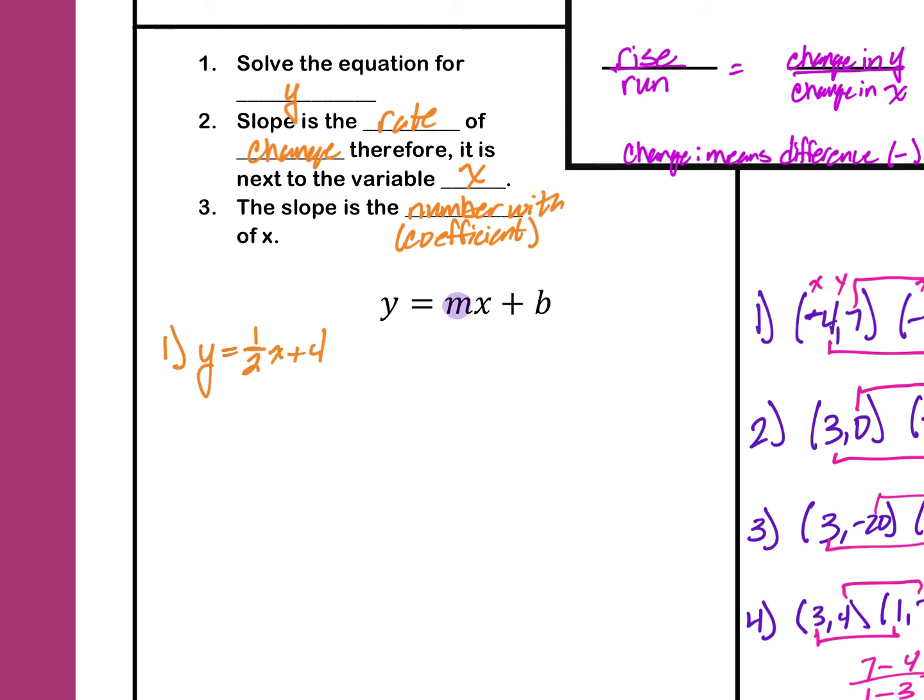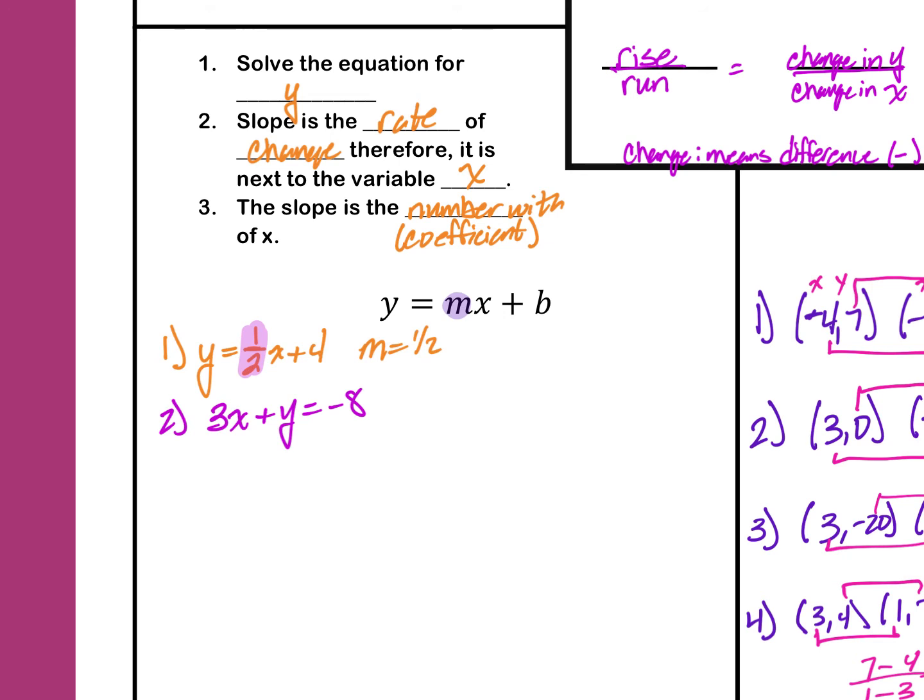So if this is my equation, y equals 1/2 x plus 4, what's my slope? 1/2. Yep, it's the number with x. If y is already by itself, my slope is just the number with x. Are you guys okay with that? Okay, so what happens if I get a little bit harder? What if I have 3x plus y equals -8?